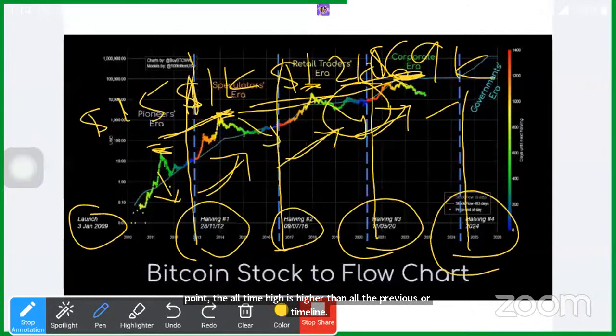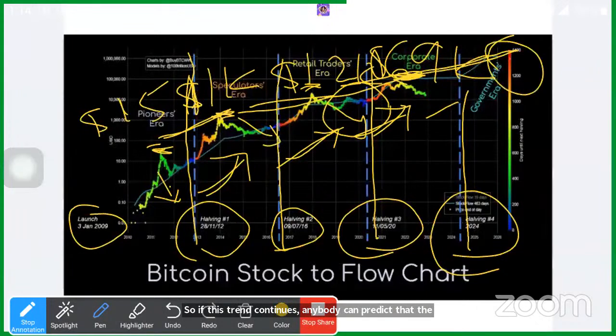Every era, the highest price is much above all the previous all-time highs, and it creates a new all-time high. So if this trend continues, anybody can predict that the next all-time high should be somewhere around here, and it is going to be much higher than $69,000. That is for sure, because every time it is breaking its own previous price record. So the next all-time high should be much higher than $69,000. How much it can be, that is a point to discuss.